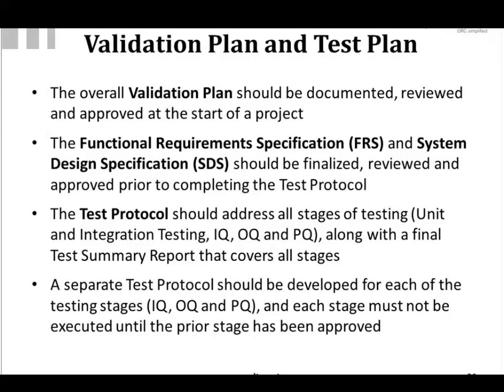So again, the test protocol could be done for each stage, though each stage must be executed before the next stage can be done. So you have to execute the IQ, get it approved, then you can execute the OQ, get that approved, and then you can execute the PQ. You can be working on the documents while doing other things, but the actual execution can't begin till the prior one from the prior stage is approved. And by approved, it's not just the protocol from the prior stage, it's the actual results and output of the prior stage. The summary report can come later on.